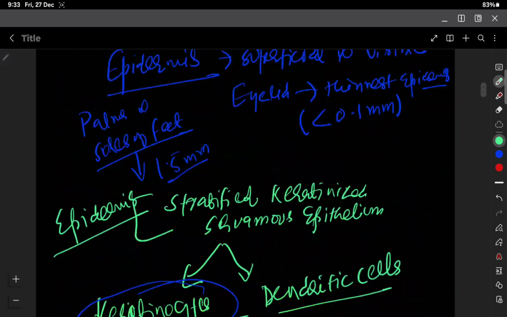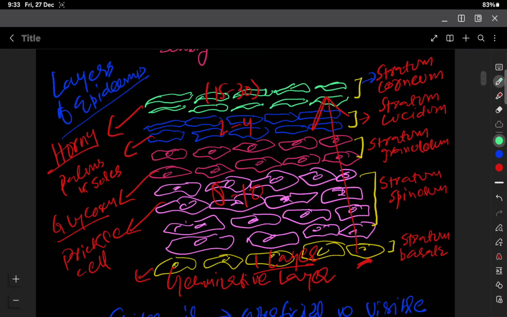So this was about the structure and the functions of the skin. We will end this topic here.